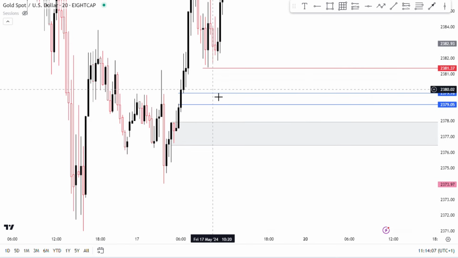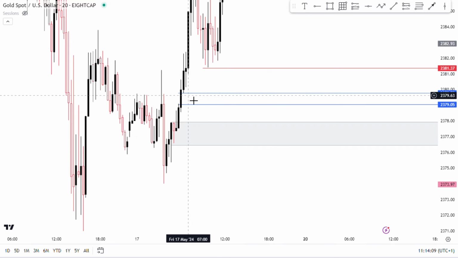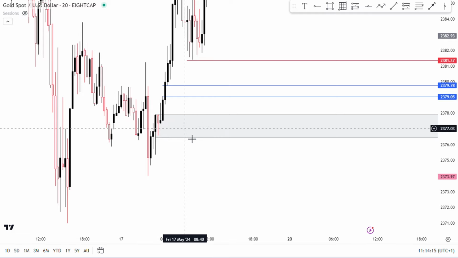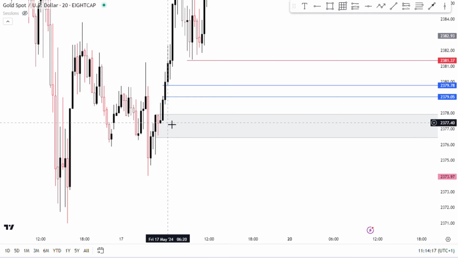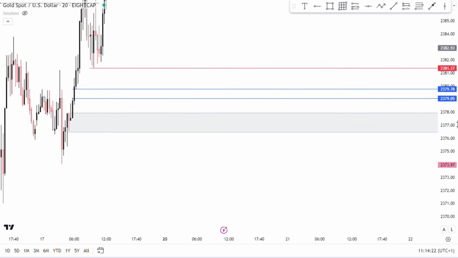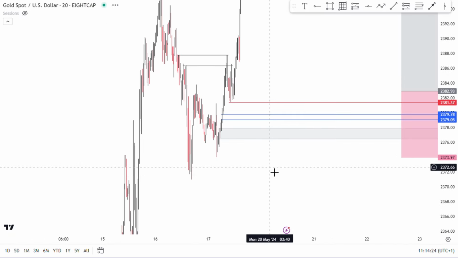So price is probably going to come all the way down to tap into this particular fair value gap and also probably tap into this particular order block here. So you are going to be making use of this particular 20 minutes order block, so you don't need to go down to a lower time frame anymore. Let's just check how much ratio this one is going to give us.